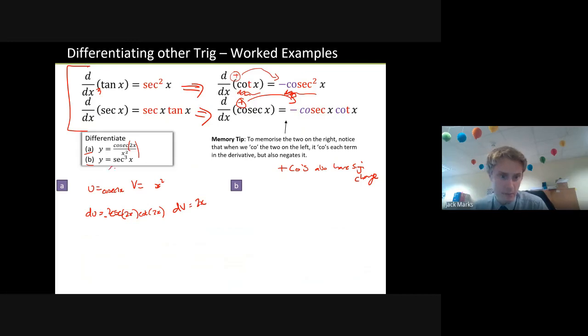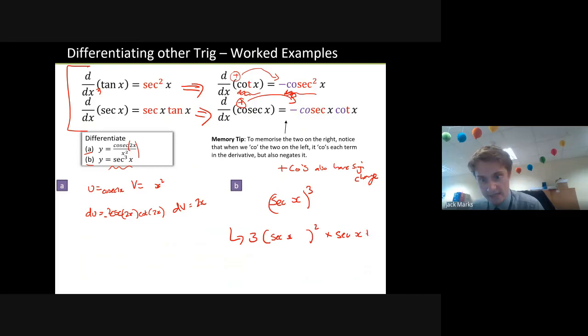Part B, remember the tip I said: when you've got trig to a power, it's a good idea to rewrite it like this. If your chain rule is really good, bracket cubed, you will know that that becomes 3 brackets squared times by whatever's in the bracket. Sec becomes what? Sec becomes sec tan, and it is just sec. So sec x tan x. We could clean this one up here, so sec squared and another sec. So this will all become 3 sec cubed x tan x.